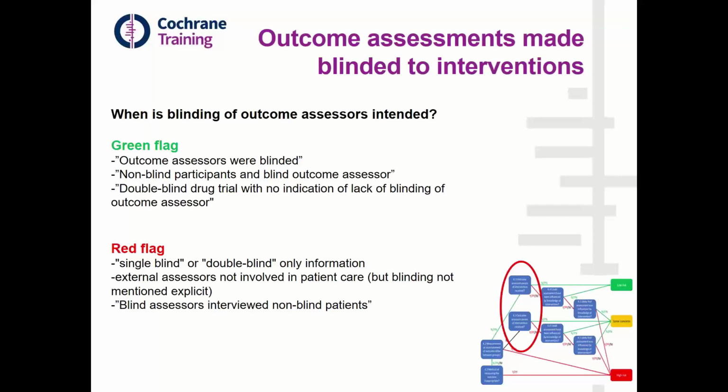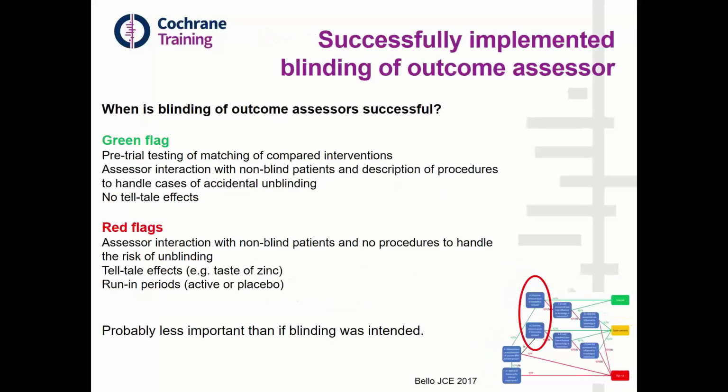So that was the first component of that signaling question. The second component was whether blinding of outcome assessor is successful. It's probably less important than if blinding was intended theoretically, in that it's a rare case that all patients or participants have been unblinded, but obviously that will occur. The reporting of the success of blinding is even worse than the reporting of blinding.